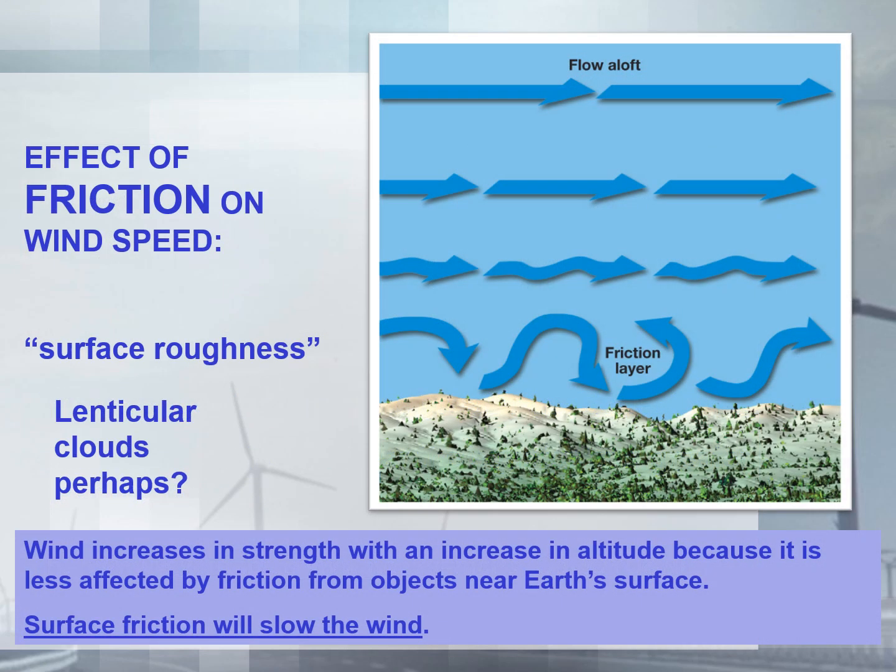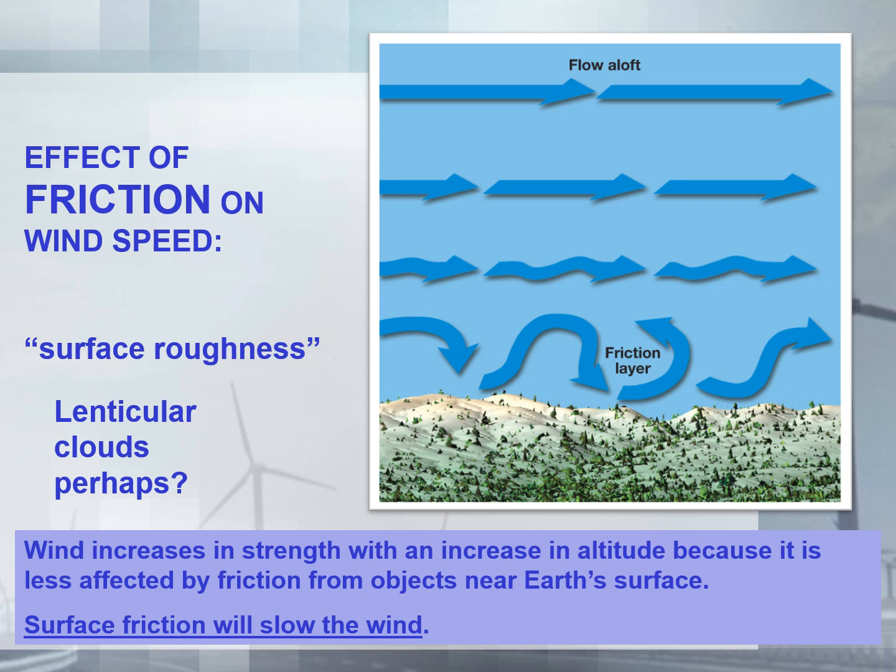Okay, so friction, this is just discussing how friction affects wind speed. So what you see there is you see some mountains, maybe that's out in Colorado, and you see that the winds that are close to the surface, well, they're being affected by friction. So they can't flow as easily or smoothly, and they're not going to flow quite as fast. Surface roughness, so as you go higher up in the troposphere, you lose that friction and the winds are going to move faster. So basically, surface friction slows the wind.